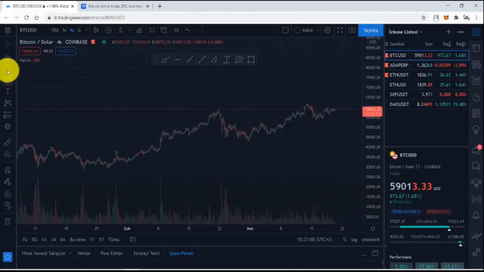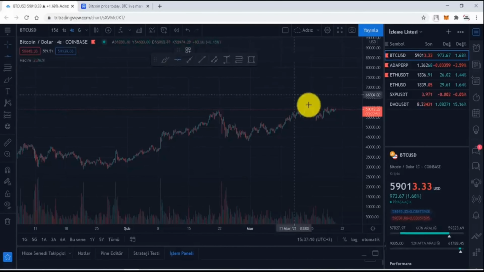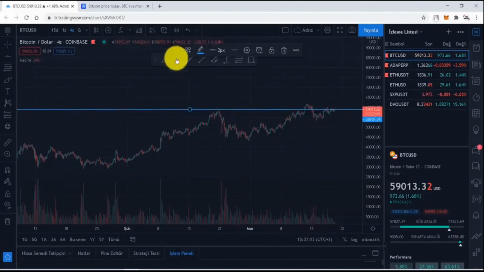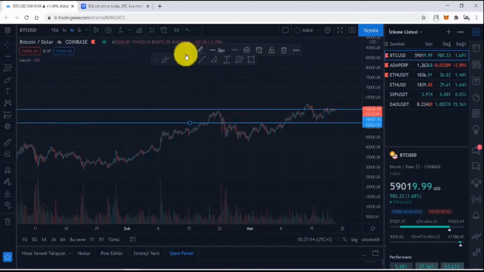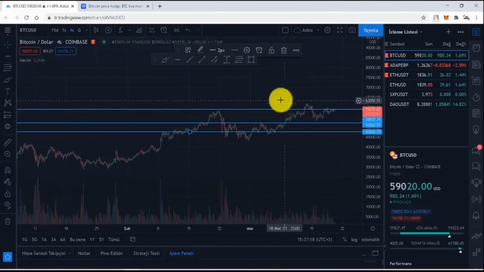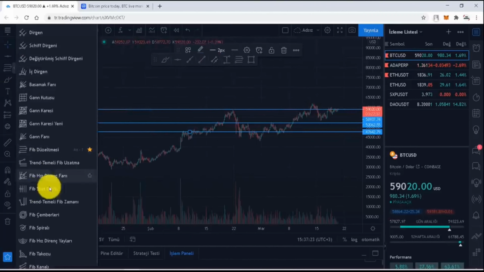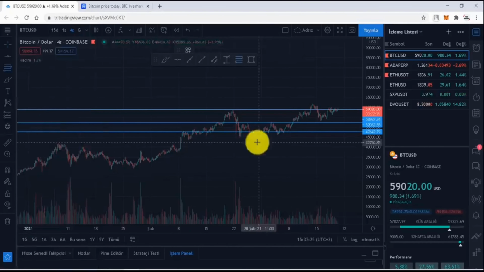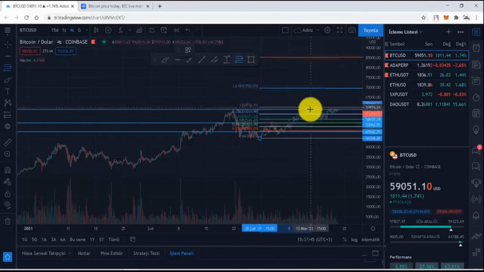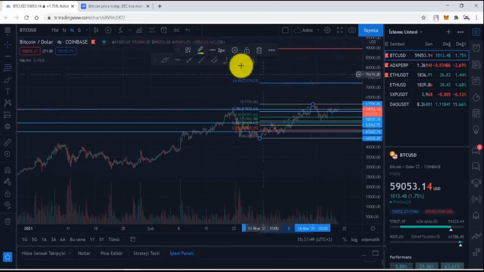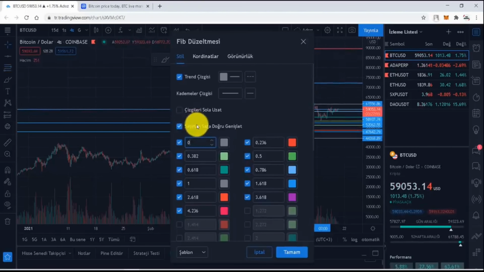Look, I'm showing you what I've drawn. Here is a peak, here is another peak, and here is yet another peak. As you can see, these are my own drawings. Now, there is also a Fibonacci retracement here. As you can see on the left side, when I draw from the starting point of the trend to the peak, you can see that it works perfectly.